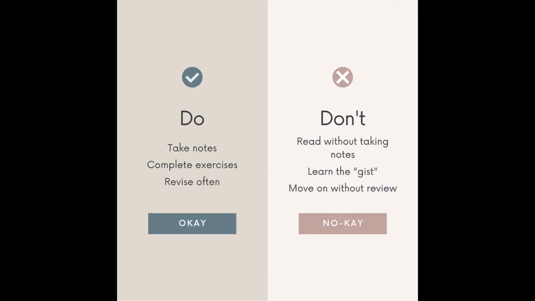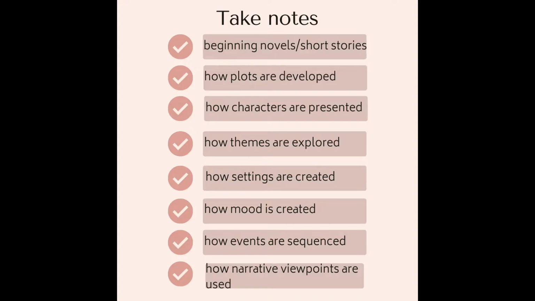It is not enough to identify the devices prose writers use, but you must analyze them and their effects as well. The key analysis skills learned in this part of the course can be found on pages 67 and 68 of your course book. These include the beginning of novels and short stories, how plots are developed, how characters are presented, how themes are explored, how settings are created, how mood is conveyed, how events are sequenced, and how narrative viewpoint is used to tell a story.